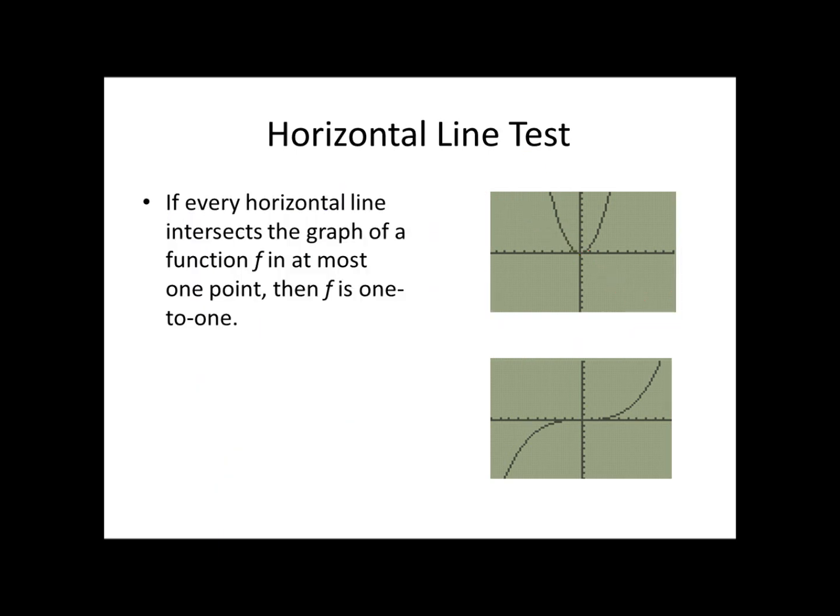A quick way to do this graphically, if you've got the graph of a function, you run the horizontal line test. If every horizontal line intersects the graph of a function f in at most one point, then f is a one-to-one function. So we see that the top function, which is actually our x squared function, does not pass the horizontal line test. The bottom one does, which happens to be a variation of the x cubed function. So when they pass the horizontal line test, they are a one-to-one function.